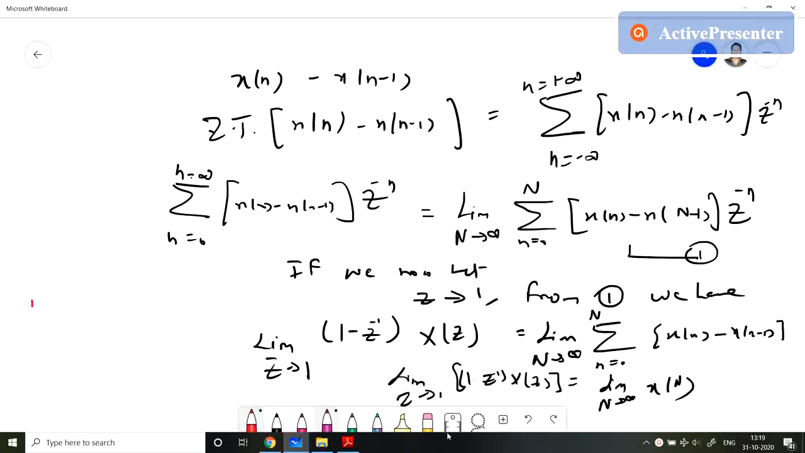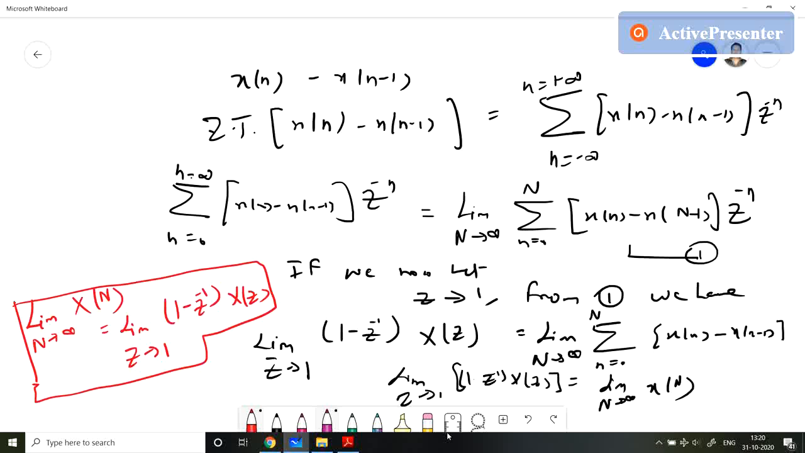So according to the final value theorem, limit n tends to infinity x[n] is equal to limit z tends to 1 of (1 minus z inverse) into X(z). In both cases, for the initial value theorem and the final value theorem, we have considered that the signal is causal.